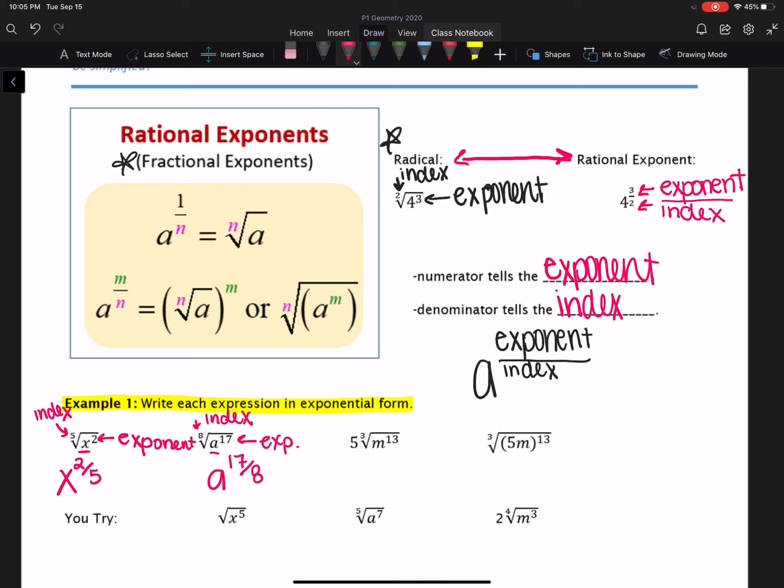In my third example, I've got a coefficient that's hanging on the outside here. So I have 5 times the cubed root of m to the 13th power. So if I want to write this into exponential form, my coefficient is just getting multiplied to this radical. So nothing changes with my coefficient. I'm still going to write my 5 on the outside, and then write my exponent over my index number.